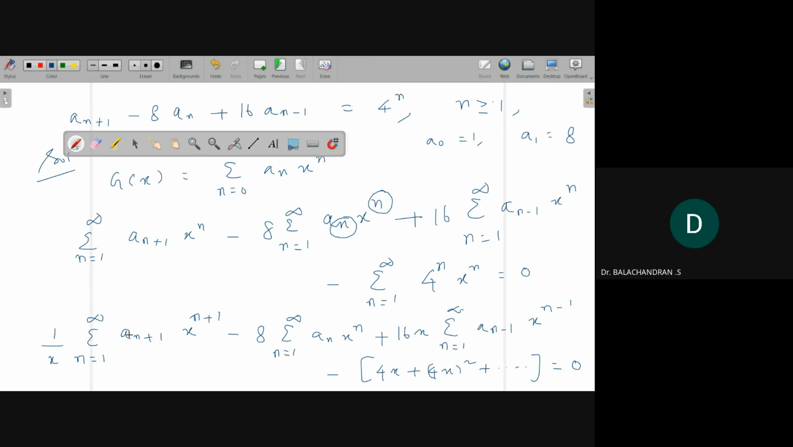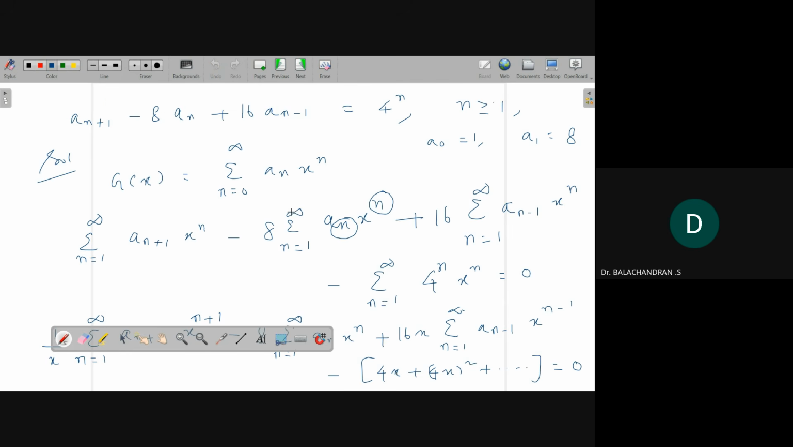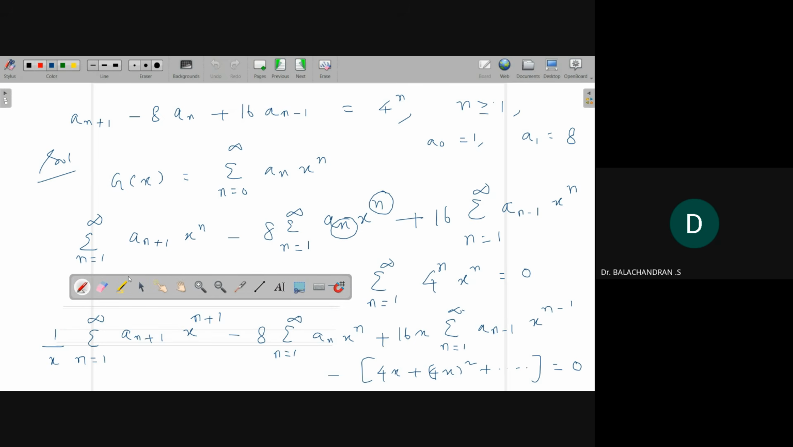Okay, now 1 by x, here it is starting from again what? a_2. a_2 x square is what? Third term. Okay, if I write this is g of x, g of x means what? This summation. In the last problem I wrote this summation and then I wrote g of x. Here I simplified one step. Directly I will write g of x.